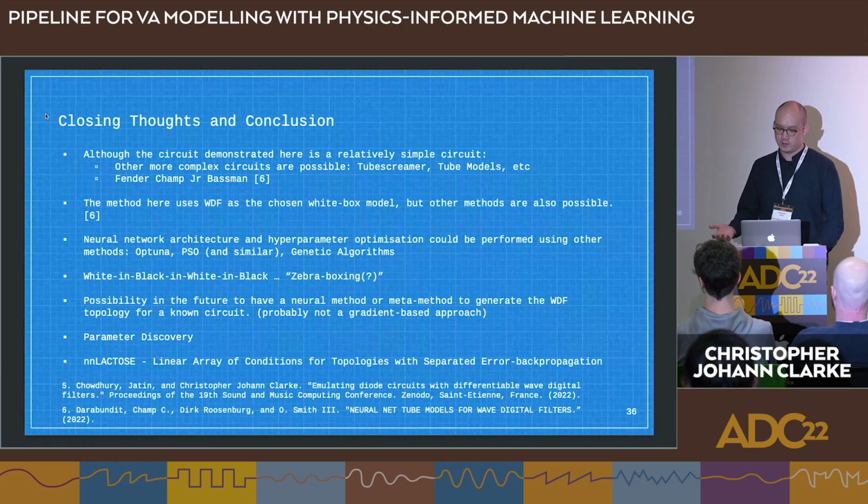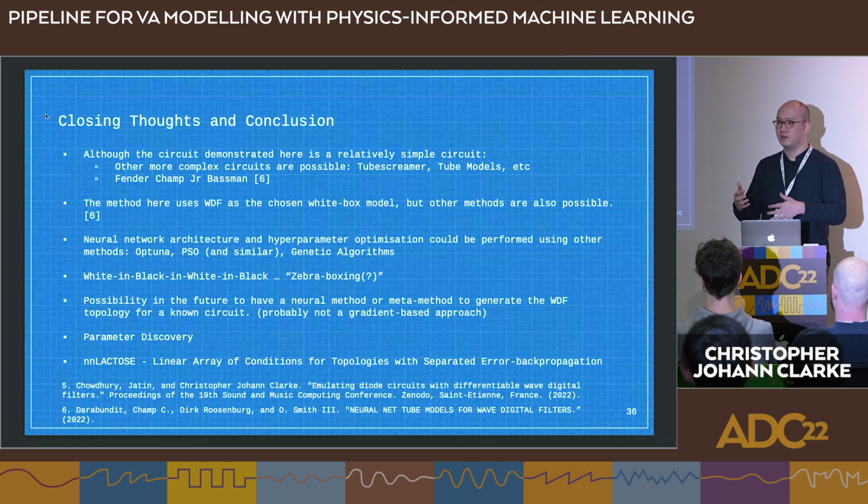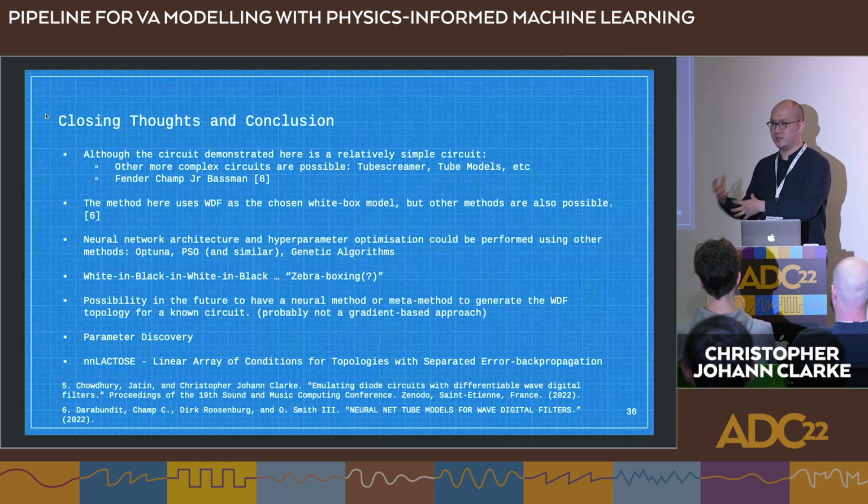In the future, it is possible to have a neural method or a meta method to generate the WDF topology for a known circuit. So if we didn't have the schematic of the circuit, it would be nice if we could plug it into this method and generate the WDF model. It's probably not a gradient-based approach because I don't know how you differentiate a netlist, but maybe someone can figure that out.